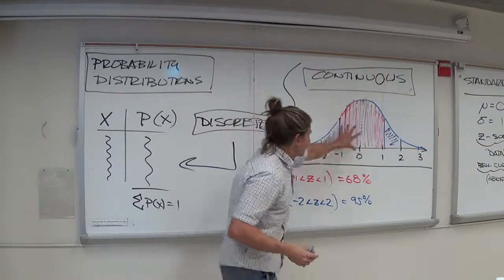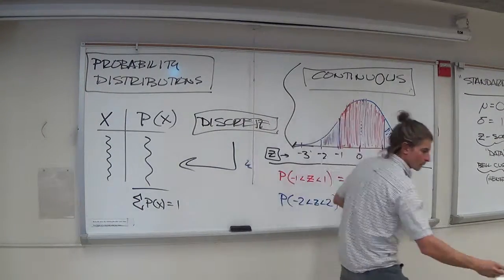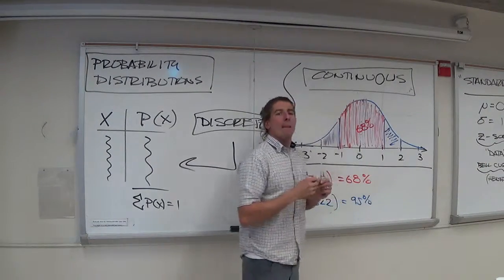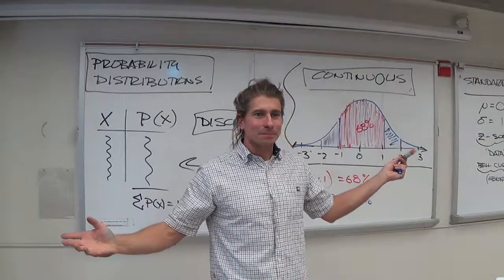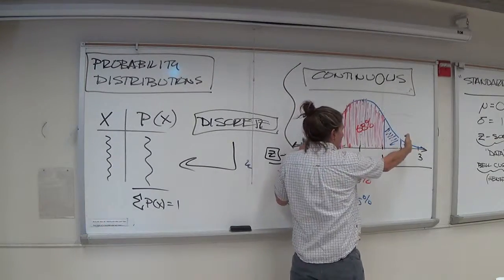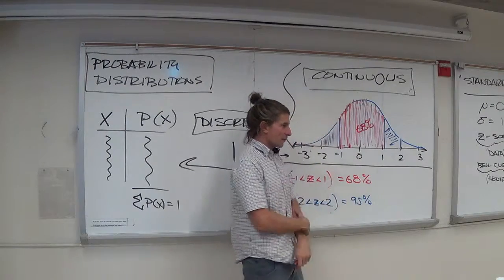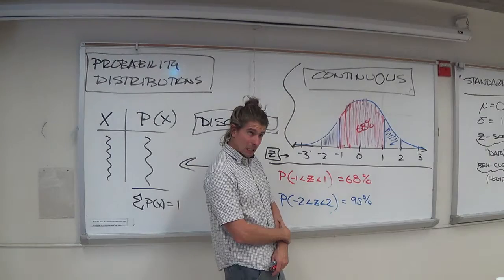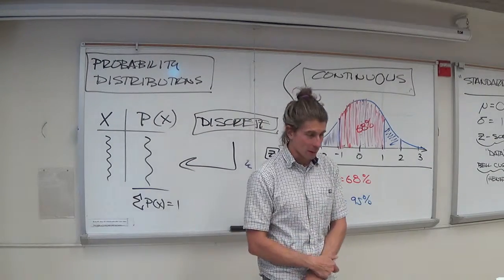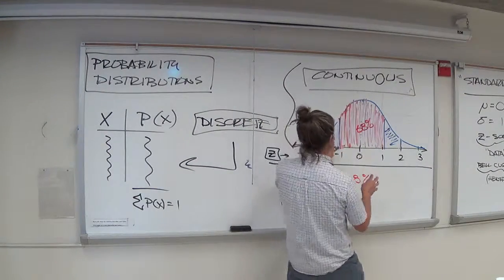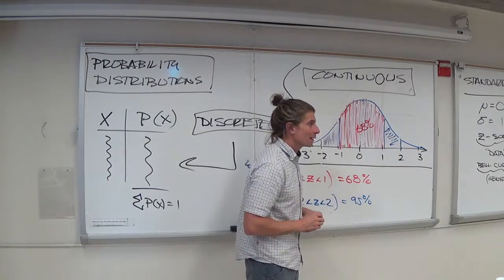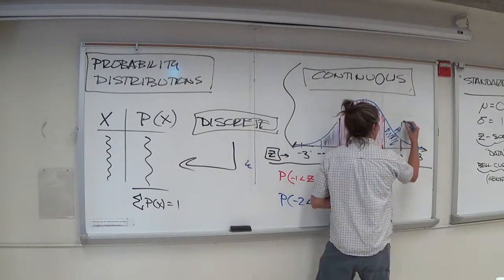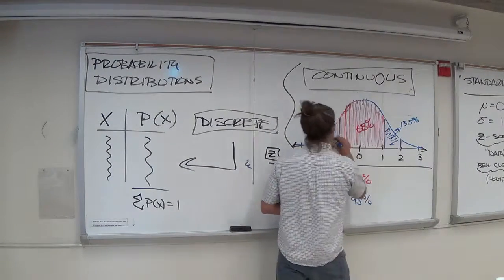So you know this is 68, right? This chunk in the middle, 68%? So would you take 95 minus 68 divided by 2? Exactly. Everything is 95. Take 68 away from 95, and that's 27, right? Now 27% means this plus this is 27%. That means each of those has to be 13.5%. Does that make sense? Very little math.